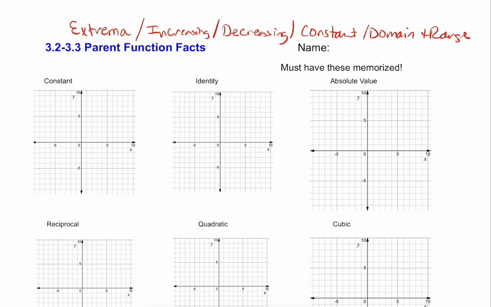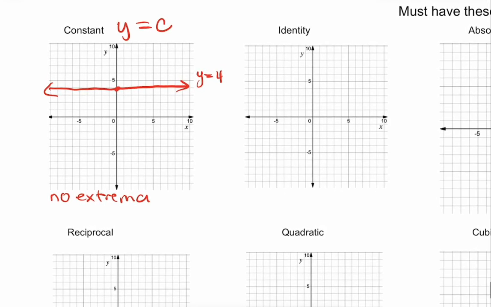So remember, our constant function is y equals some number. Whatever the number happens to be, so in this case, if our number is 4, we would go like this. So there are no extrema. There are no bumps, hills, valleys in a constant function. The domain is all real numbers. The x's can be whatever they want to be.